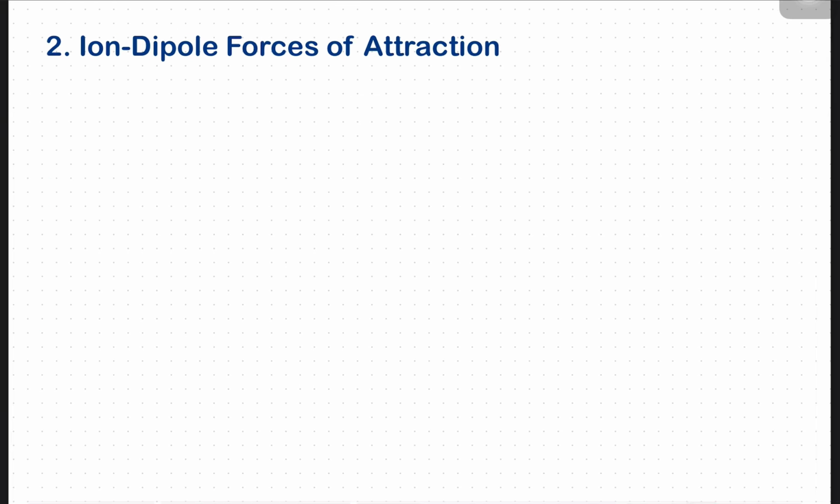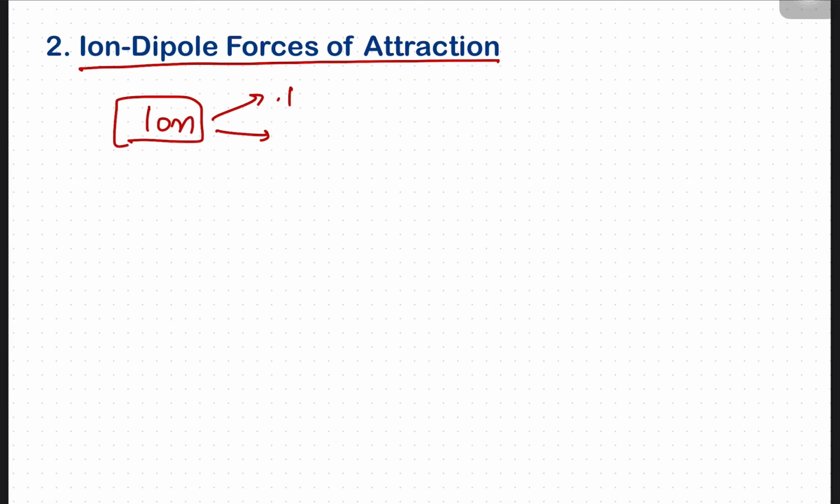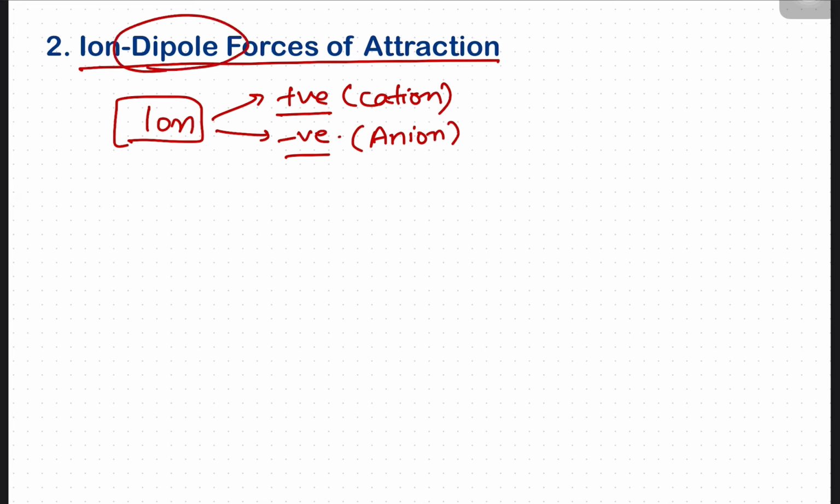Now moving on to the next, that is ion-dipole forces of attraction. We know that an ion means any particle which is charged. It can have either a positive charge or a negative charge. Positively charged particles are known as cations while negatively charged particles are known as anions. Now see, I've already told you about dipoles previously.